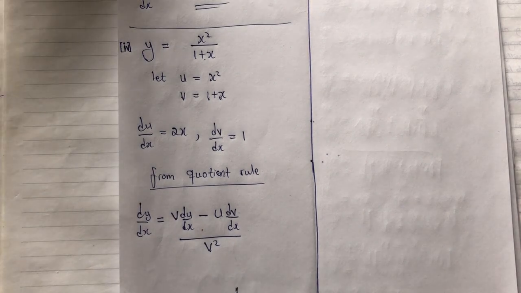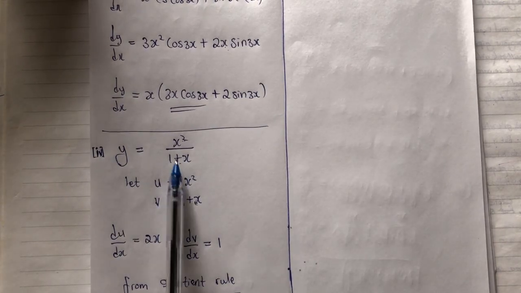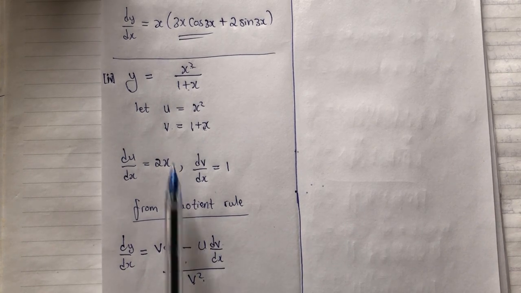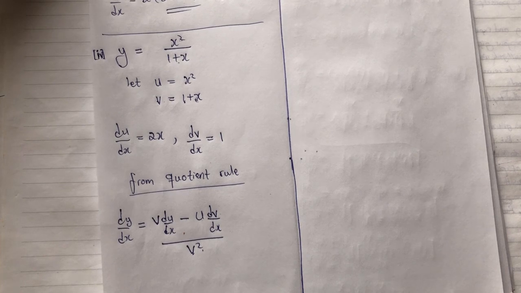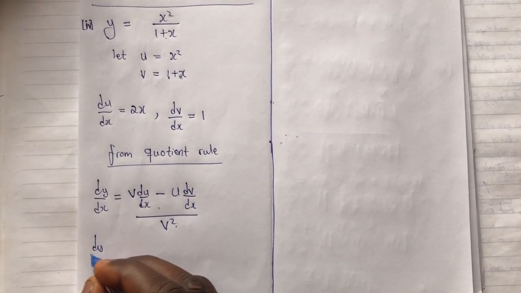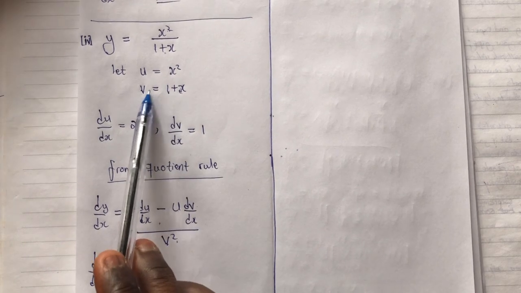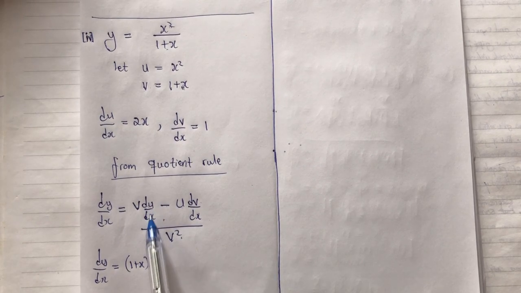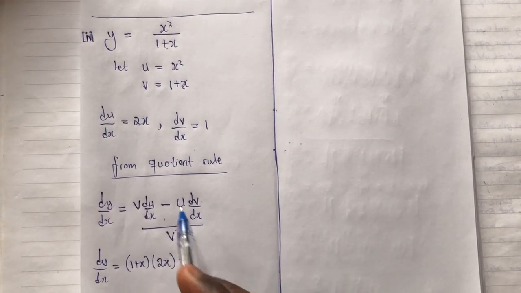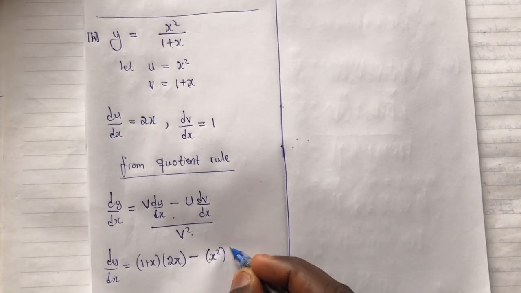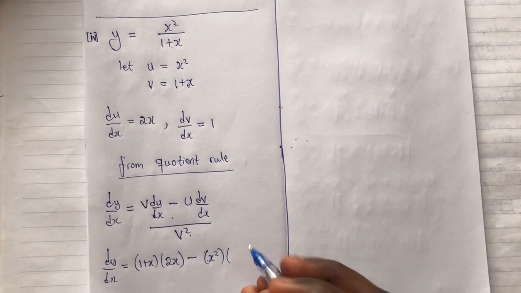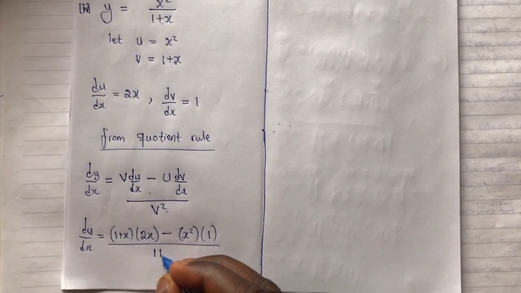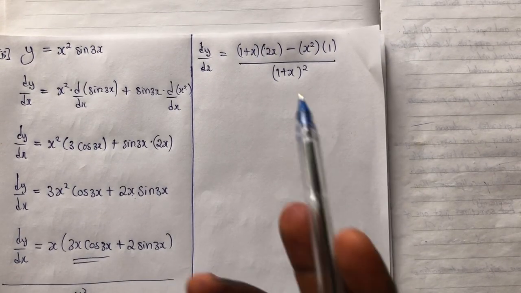And remember, what is v? The v is the denominator. So it is the denominator v all squared. Remember, the denominator v all squared, because v is the denominator. So I can substitute everything into the formula by getting dy dx. What is v? V was 1 plus x. So 1 plus x multiplying du dx is what? 2x minus, what is u? X squared multiplying, what is dv dx? 1 all over v squared. And what is v? V is 1 plus x all squared. So this is the function that we have.